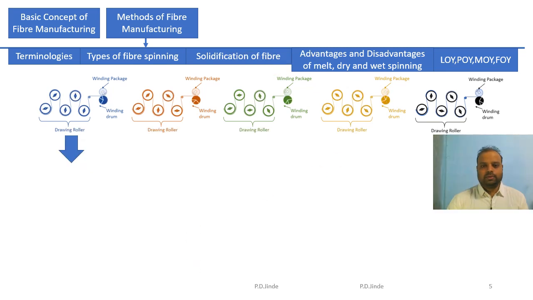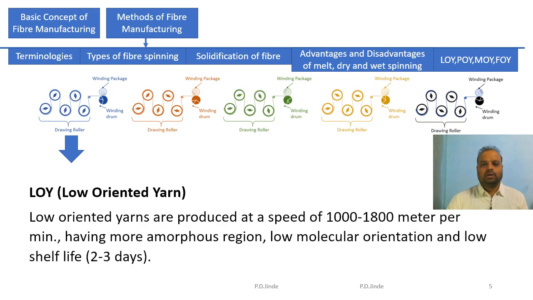So let's talk about each type of yarn in summarized format. LOY yarn. LOY stands for low oriented yarn. Low oriented yarn is produced at a speed of 1000 to 1800 meters per minute, and has more amorphous region. It has lower molecular orientation, and the shelf life is around 2 to 3 days.